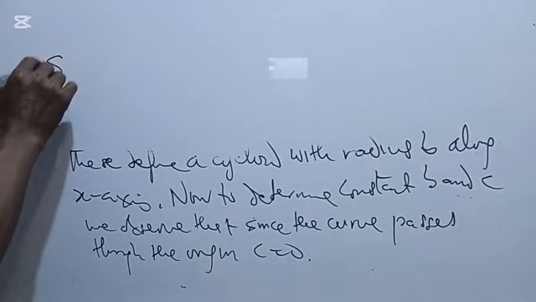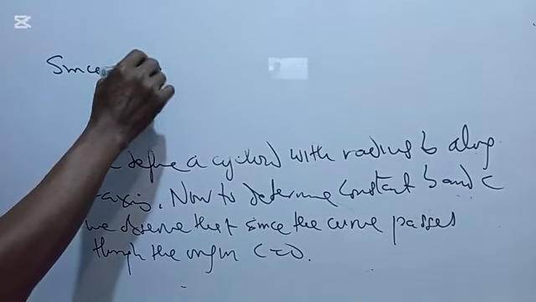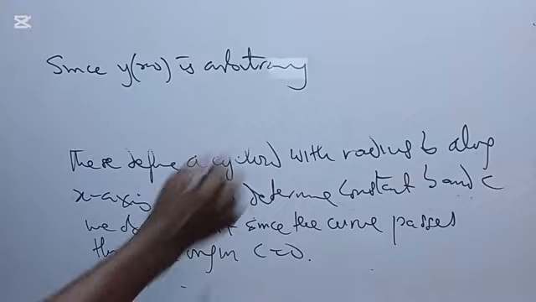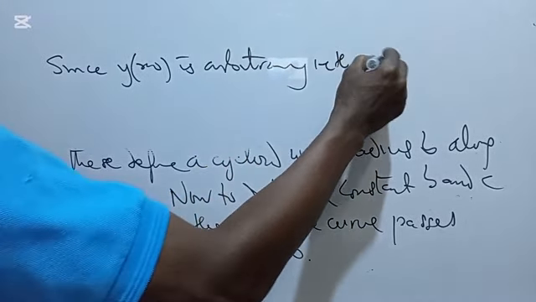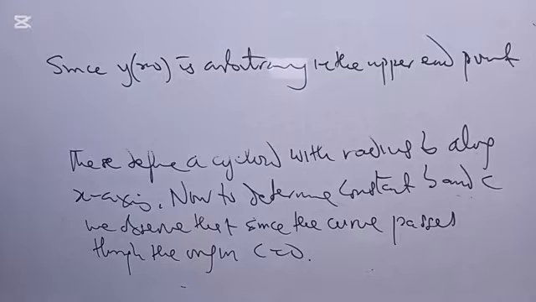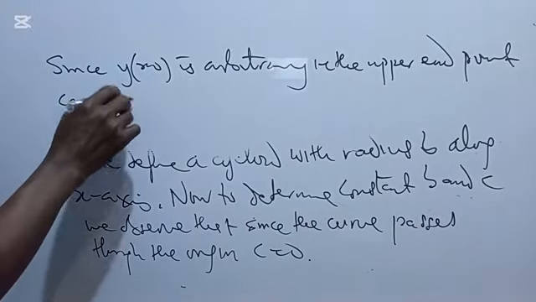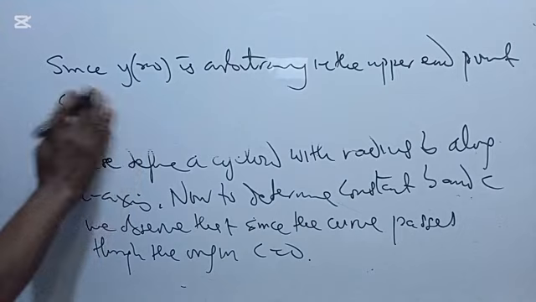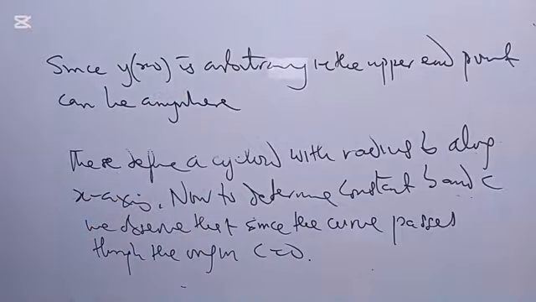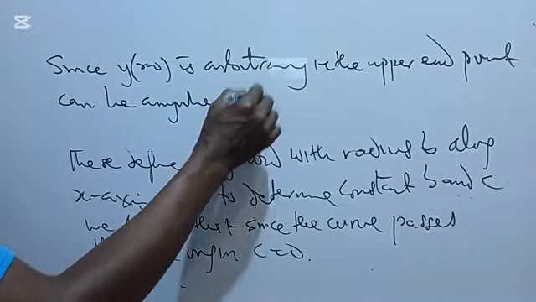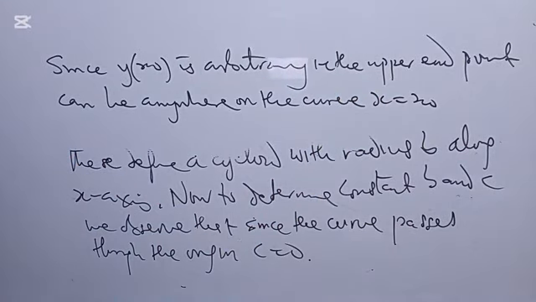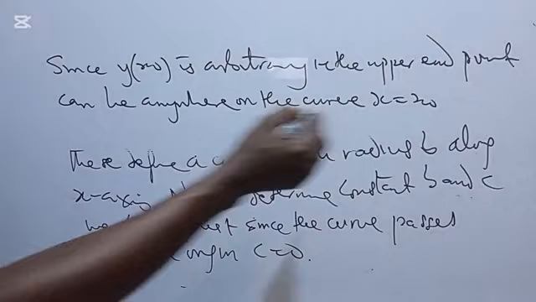And with that, since y of x naught is arbitrary, that is, the upper endpoint can lie anywhere. Let's say that endpoint can lie anywhere. The upper endpoint can lie anywhere, that is on the curve x is equal to x naught. The upper endpoint can lie on the curve x is equal to x naught.